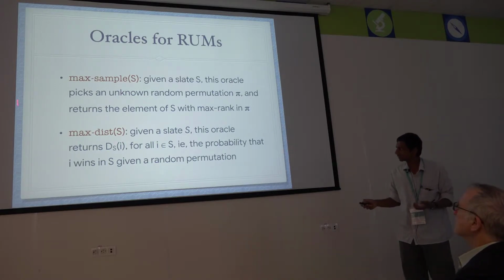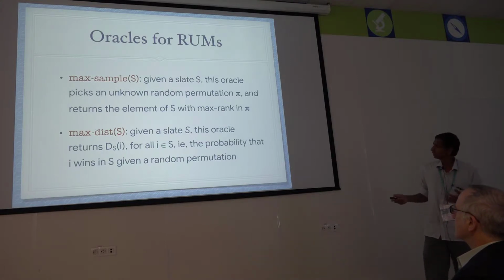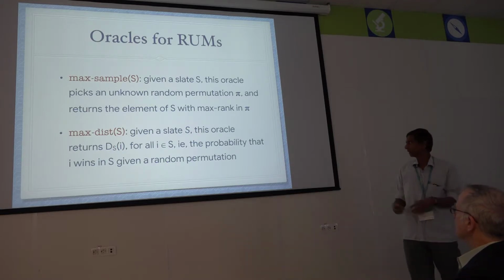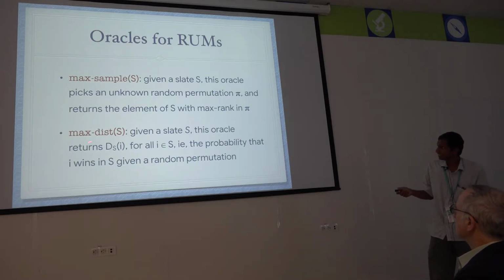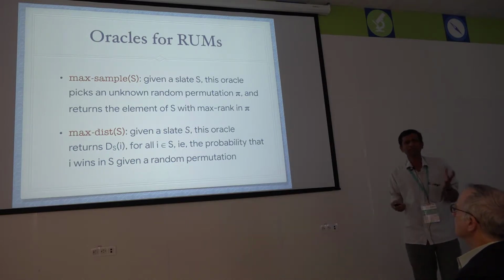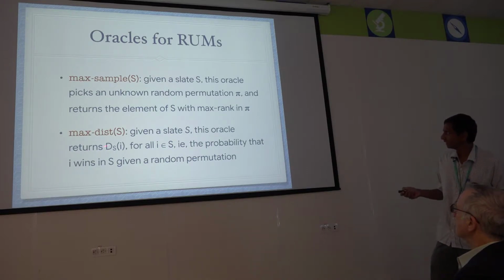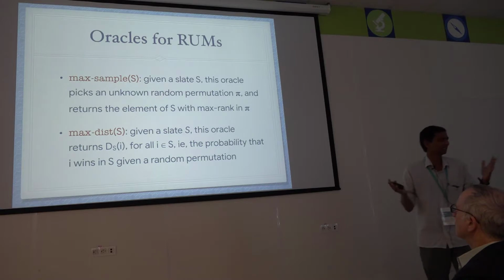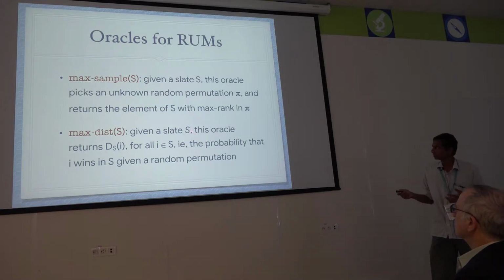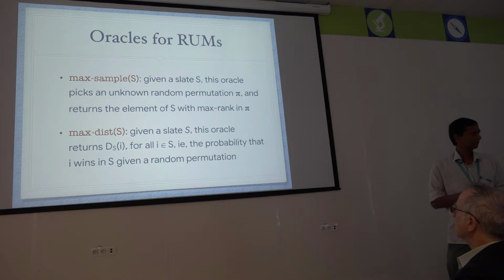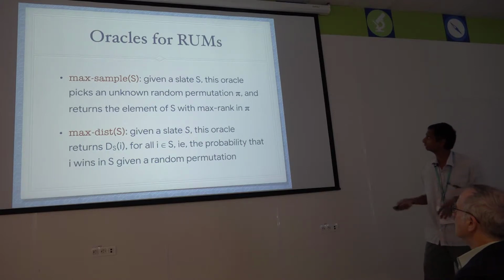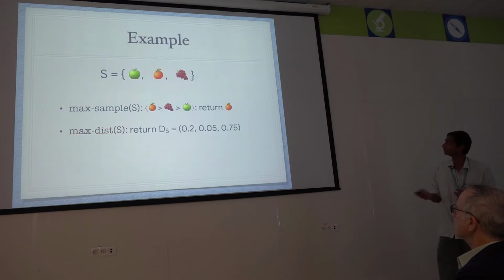A slightly stronger assumption is what we call max dist, which, given a slate, returns the entire winning distribution. As I argued before, this is easy to approximate if I have enough samples. You can always approximate the winning distribution, and therefore for purely stylistic reasons, we'll assume that we know this distribution exactly. That's a reasonable assumption. Given any slate, this oracle will return the winning distribution for this slate exactly. These are the two oracles we will work with.